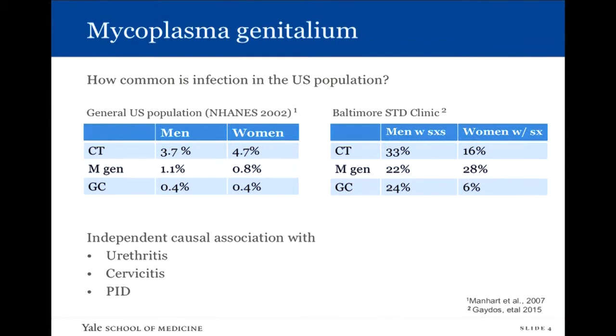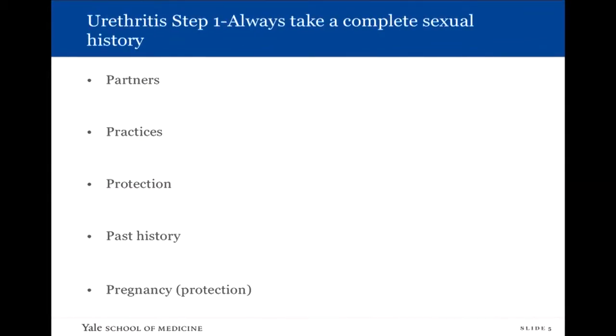And in STD settings, when men are coming in with symptoms of urethritis or women are coming in with symptoms of cervicitis, it is quite common and is right up there with chlamydia and gonorrhea. And it has been independently associated as a cause of urethritis, cervicitis, and PID, and now we have a test for it. So for your urethritis stepwise history, I'm going to tell you about 7 steps.